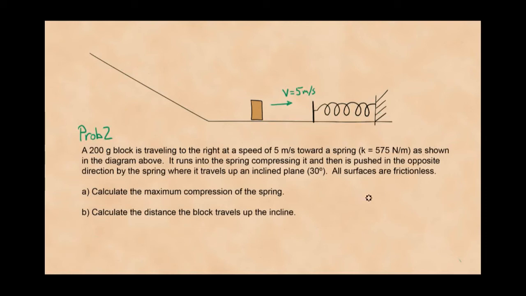Alright, so the first thing to do is to understand what's going on in this problem. So let's take a look at this. We have a block that's traveling to the right. It runs into the spring, it compresses it, and then the spring pushes it back to the left. It slides up the incline, then comes back down the incline, and the whole process repeats. Because there's no friction, this process would go on indefinitely.